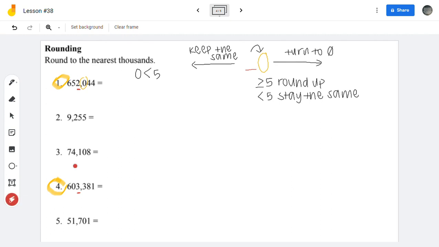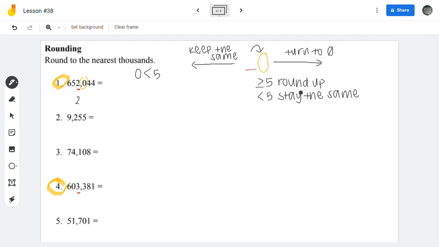Now what are we going to stay the same? We're going to keep the red underlined value the same. So I'm going to write it over here. 2 stays the same. If the yellow circle was greater than or equal to 5, I'm going to round up the underlined value to 3. But in this case, 0 was less than 5, so we're going to keep the 2 the same.